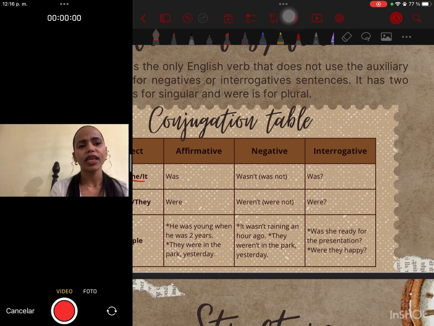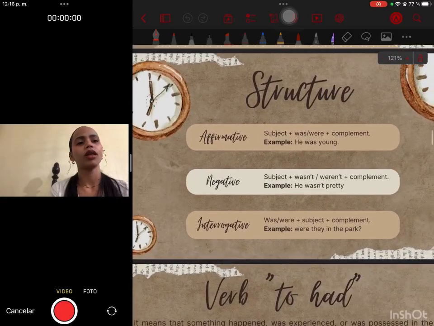Example, they weren't in the park yesterday. The interrogative form is were. Example, were they happy? Structure.